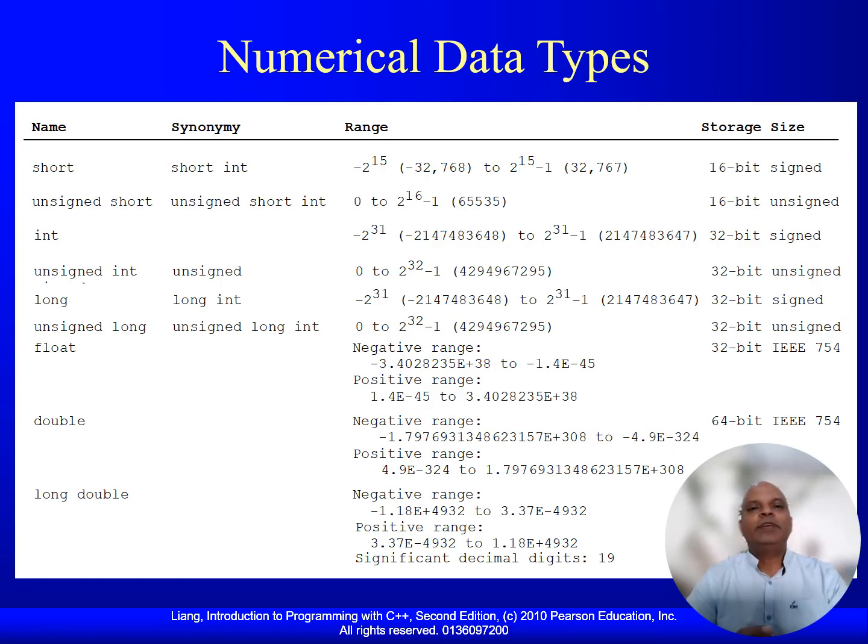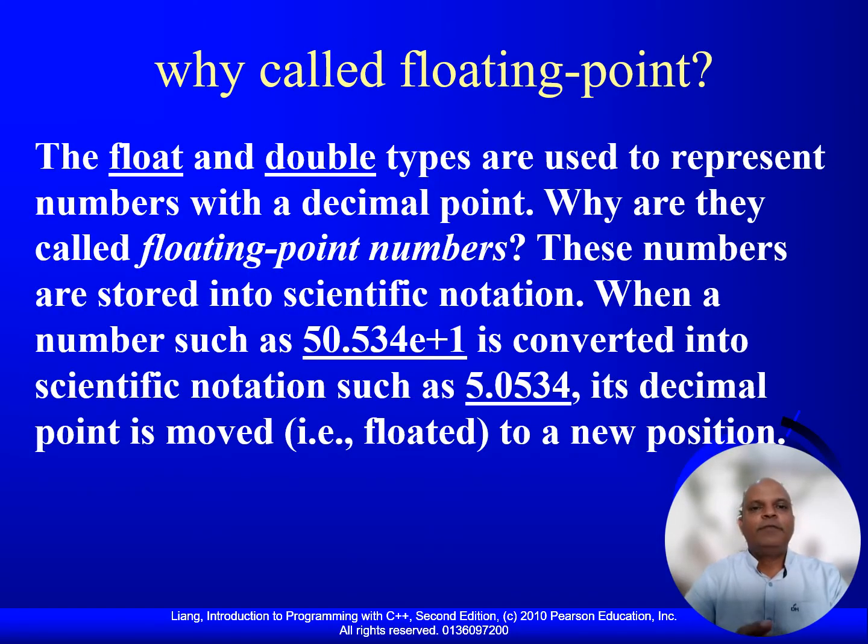Other numeric types you get: short, unsigned integer, int, long, float, double, long double. We will stick to int, float, double. The float and double types are used to represent numbers with a decimal point. Think of this as your fractions from school. Why are they called floating points? Because of the scientific notation, right?